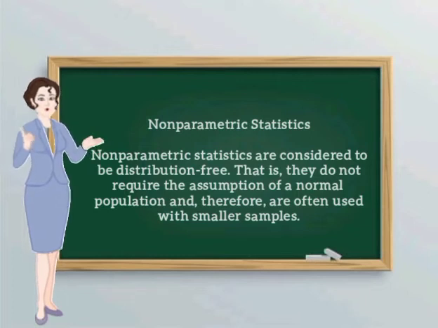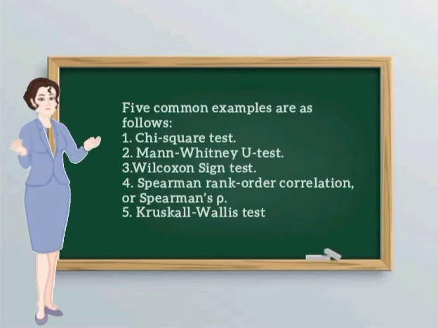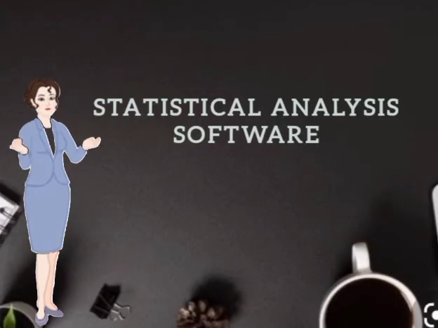Nonparametric statistics. Nonparametric statistics are considered to be distribution-free. That is, they do not require the assumption of a normal population and, therefore, are often used with smaller samples. Nonparametric tests are usually, but not always, used with ordinal level data. Five common examples are as follows. 1. Chi-square test. 2. Mann-Whitney U test. 3. Wilcoxon sign test. 4. Spearman rank order correlation, or Spearman's rho. 5. Kruskal-Wallis test.